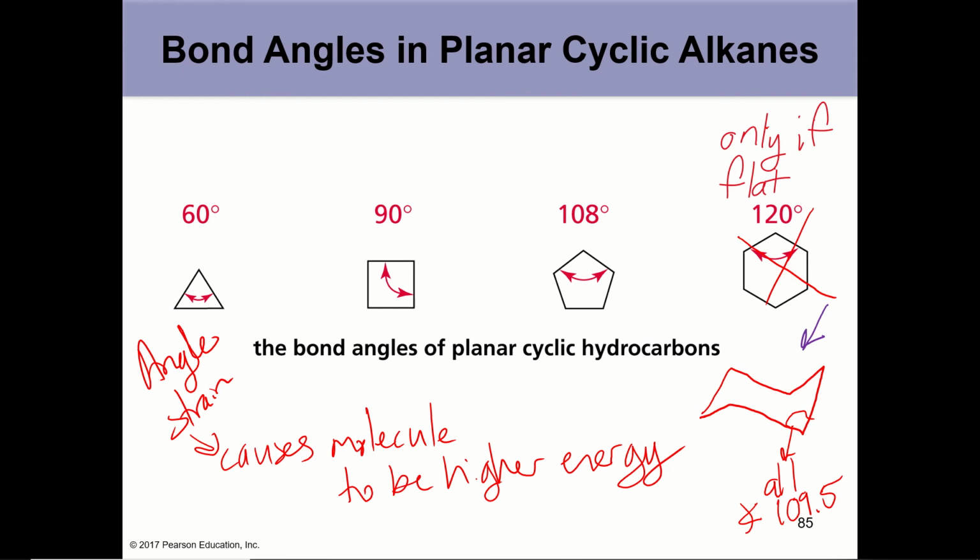Putting the sp3 carbons into a cyclic structure constricts the bond angle to the angles available to the structure, and we call this angle strain. A cyclopropane, which has 3 sp3 bonded carbons in a ring, is constrained to a 60-degree angle for an equilateral triangle, instead of 109.5. And so that is much less than the ideal angle for an sp3 carbon.